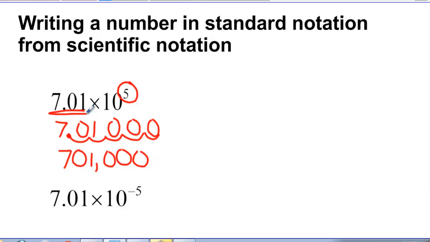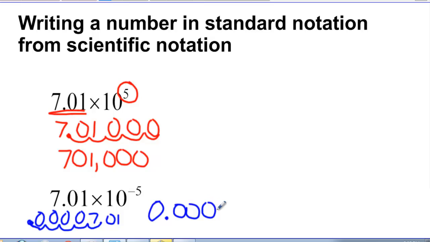Now if I look down here, I have a negative power. So again, I'm going to take my decimal 7.01, but now I'm going to move my decimal point 5 places to the left. A negative exponent tells me to move my decimal to the left. 1, 2, 3, 4, 5. Put a decimal point right there, and we're going to fill in zeros here. So you can see that what I ended up with, if I write this more neatly, is 0.00000701.